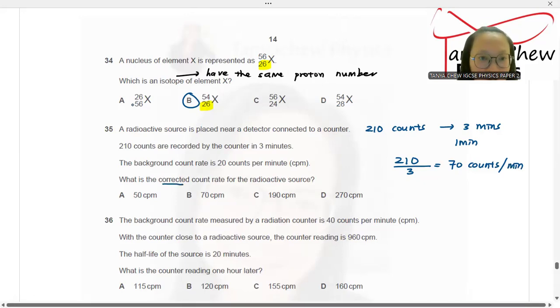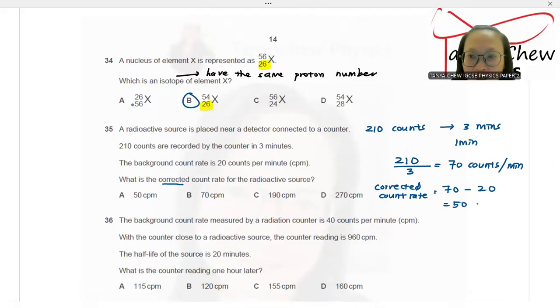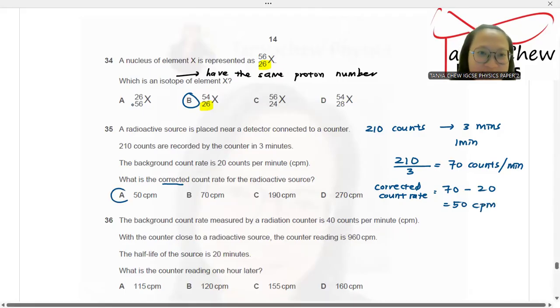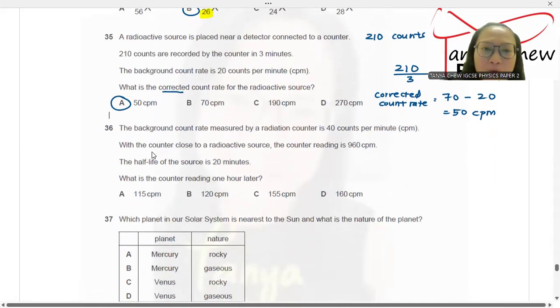And corrected, you see the word, the hint is corrected count rate. The corrected count rate must be the count rate deducted by your background count rate, right? It is 70 minus 20. So you get 50 counts per minute. A is the answer.